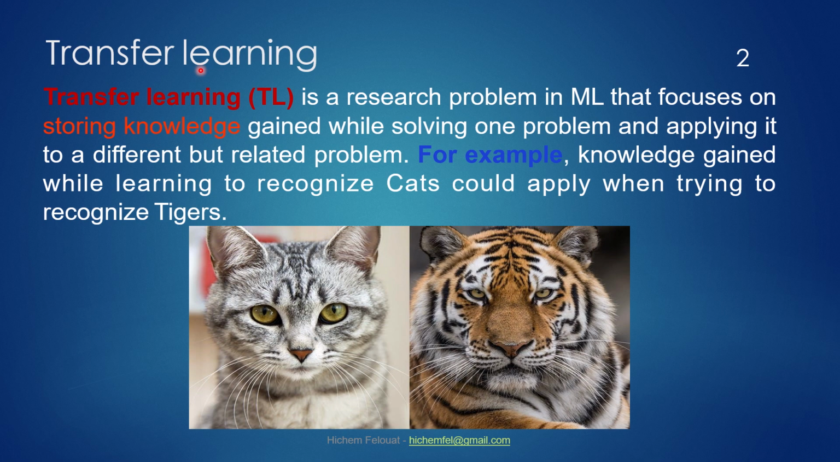Now let us learn about transfer learning. Transfer learning is a research problem in machine learning that focuses on storing knowledge gained while solving one problem and applying it to different but related problems. That means knowledge gained from one problem is stored and applied to different but related problems. Here is one example of transfer learning: cat and tiger. Learning to recognize cats can help when trying to recognize tigers since they share similar features.